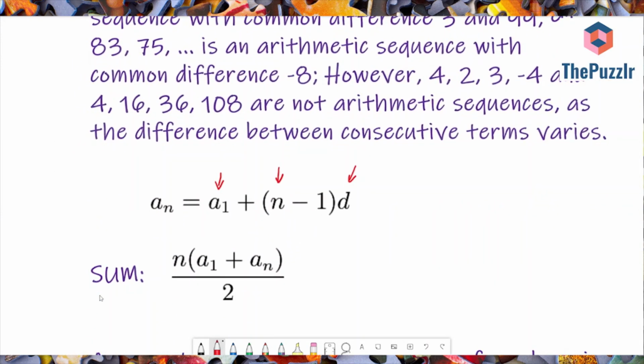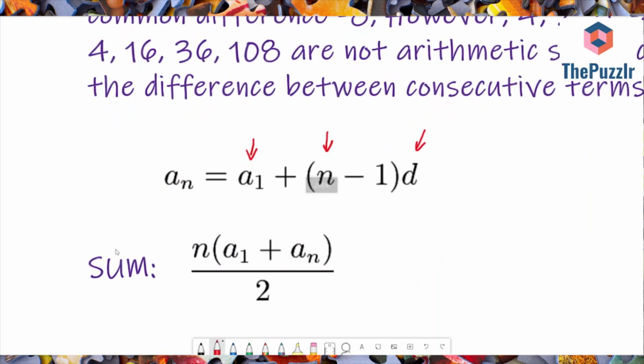The sum of an arithmetic sequence from the first term to the nth term is the sum of the first term plus the nth term, times the number of terms there are, divided by 2. If you have never seen this formula before, I would suggest trying to prove it. I'll give you a hint though. It's related to taking the average of the arithmetic sequence and multiplying it by the number of terms there are.